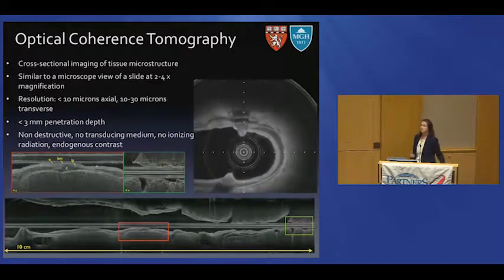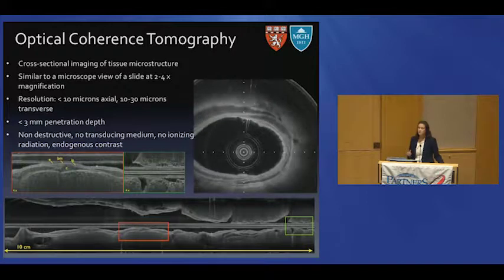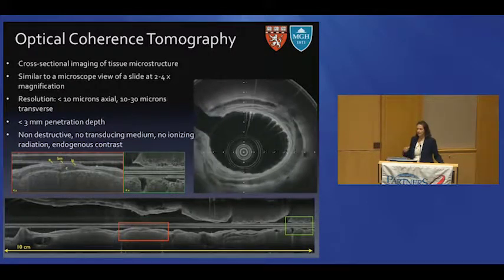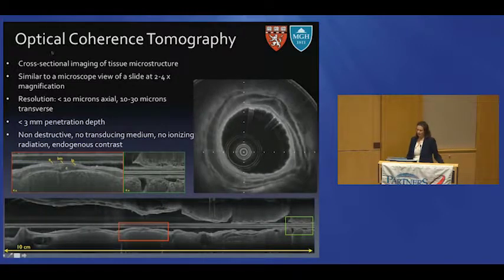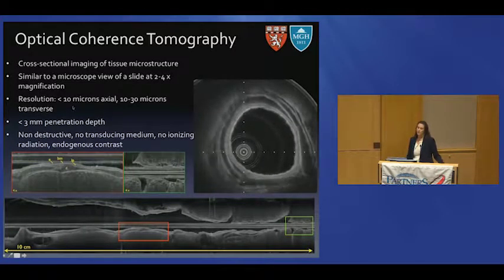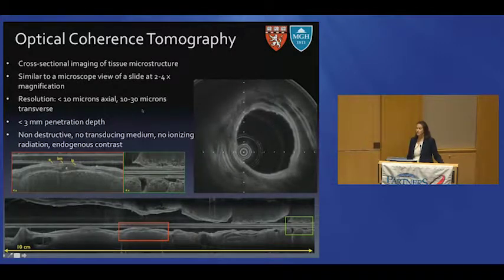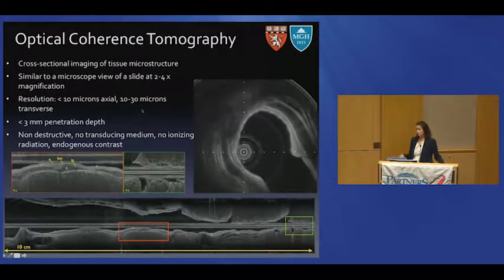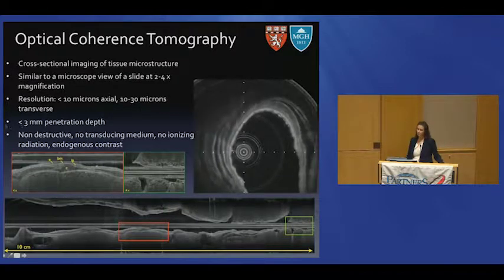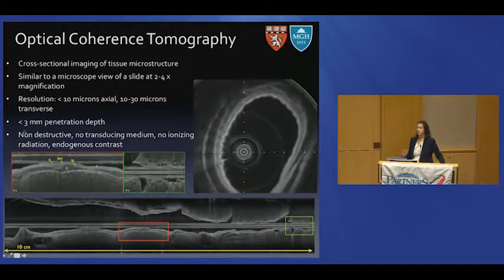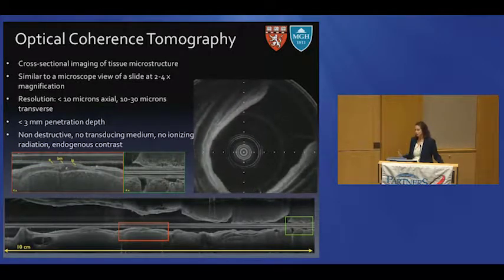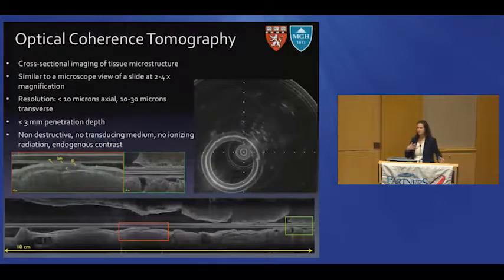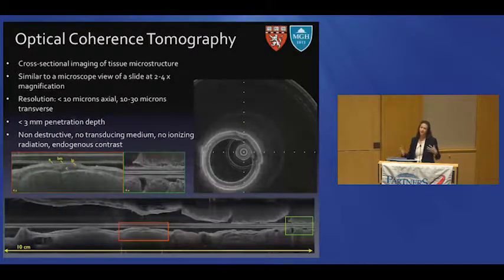It's much higher resolution than ultrasound, and it's similar to looking at a microscope slide at 2 to 4 times magnification. And what that really is, is approximately 10 micron axial resolution and between 10 and 30 micron transverse resolution, depending on how we design our catheters. One drawback is that we're limited to about 3 millimeters penetration in lung tissue. However, because there's so much air in the lung, this is kind of similar to ultrasound anyway because it can't penetrate through air.